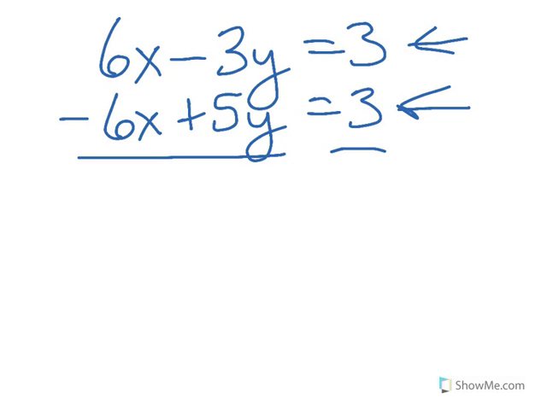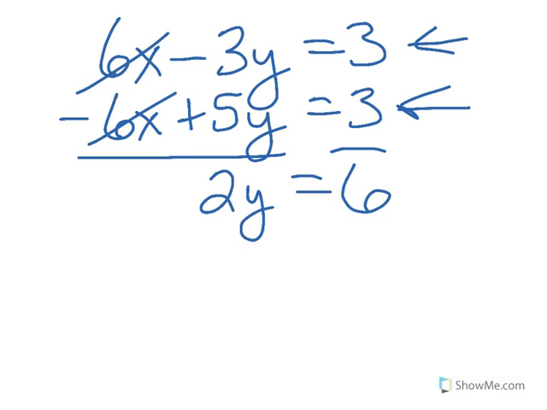So, on the left side, 6x plus negative 6x, gone. Those 2 things cancel each other out when you add them. Negative 3y plus 5y, 2y. And 3 plus 3, 6. Now proceed with the basic steps we've used all year long. Divide both sides by 2. 2y divided by 2 is just y. And 6 divided by 2 is 3. We're halfway to the answer.